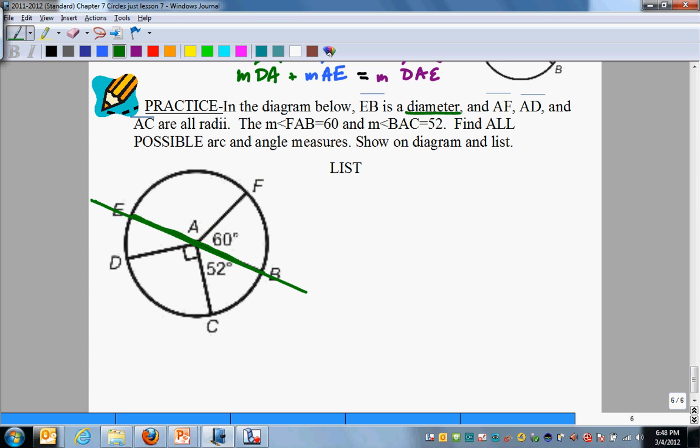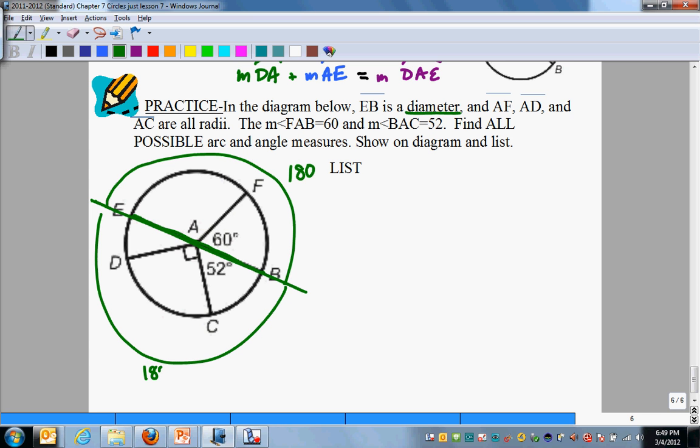Diameters, drag. The reason why is the minute you have a diameter, I'd like you to automatically sweep the 180 and sweep the 180, because diameters split circles in half, 180 and 180. I'm going to read and cross out. AF, AD, and AC are all radii, so I'm going to trace them. And out of habit, always mark radii congruent. Trace and mark all radii congruent because they are. They're spokes in a wheel.